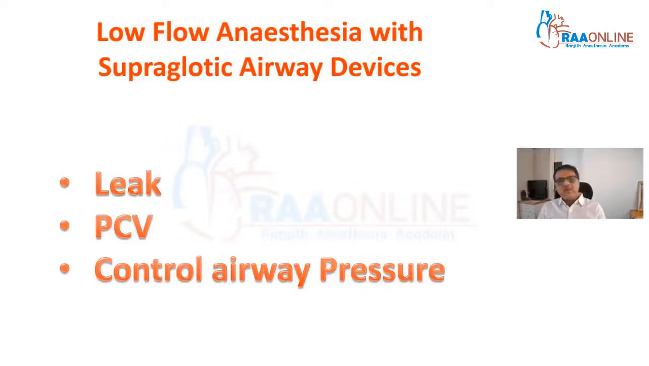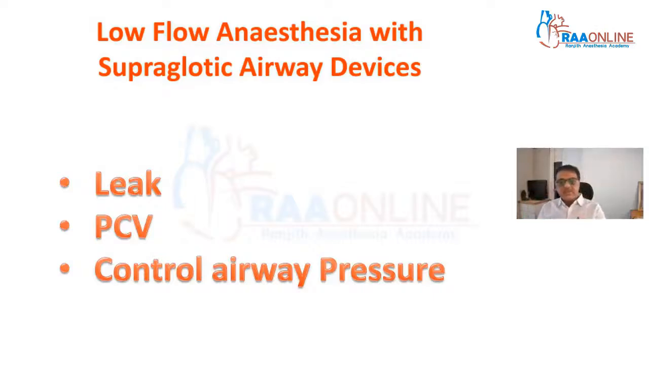Is it possible to conduct a low flow anesthesia with supraglottic airway devices? Many people are having confusion. Should it not be used? No, it can be used, but there shouldn't be any leak from the supraglottic airway. And each supraglottic airway has its own airway leak pressure. Suppose you are using an i-gel, its airway leak pressure is around 26 to 30.